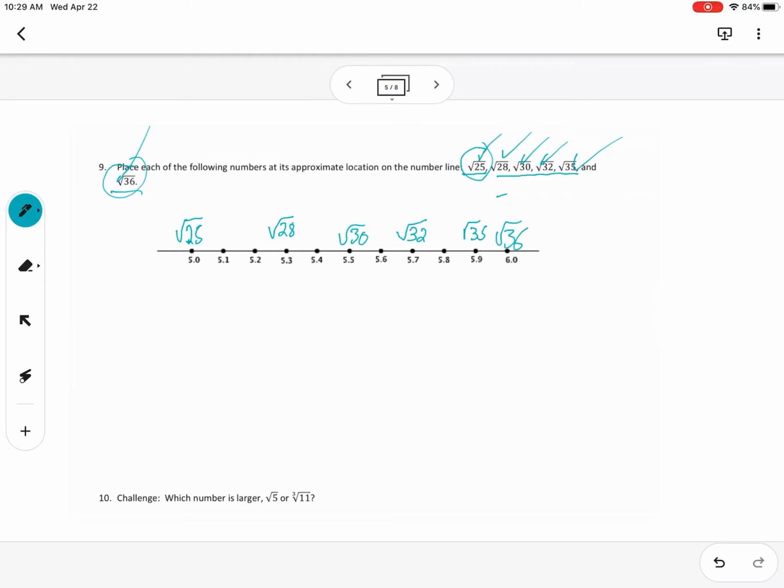So you will have a question like that on your exit ticket. It should be pretty clear. It won't let you put it between the dots. There'll be dots that they actually go on.